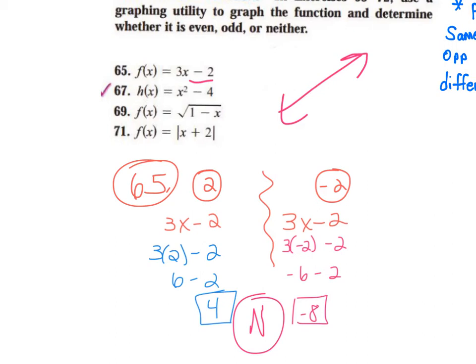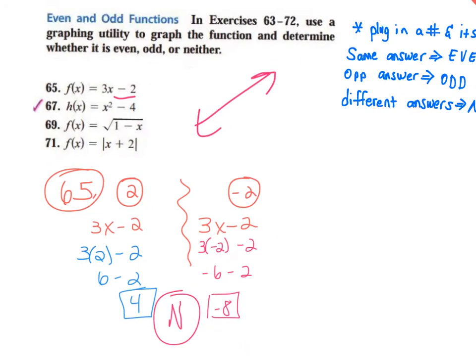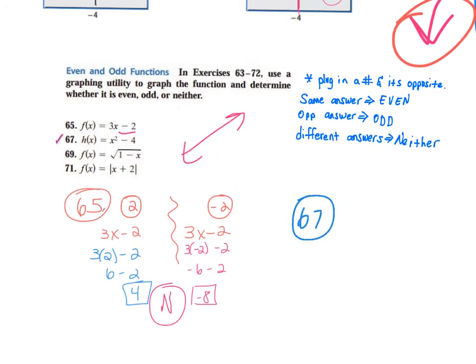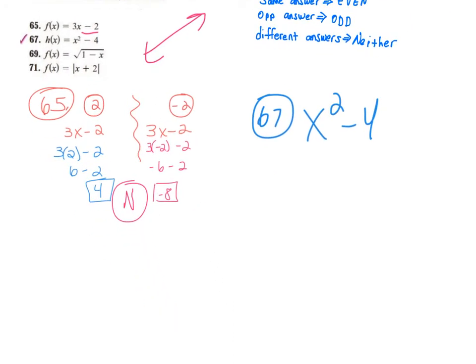Let's look at 67. What does 67 say? X squared minus 4. Pachas, did you get the same answer? That it was neither? Yeah, I got different. Okay. All right, somebody pick a number. 5. Let's do 5 and -5. Somebody else, Sean, pick a different number. 7. Okay, you do 7.